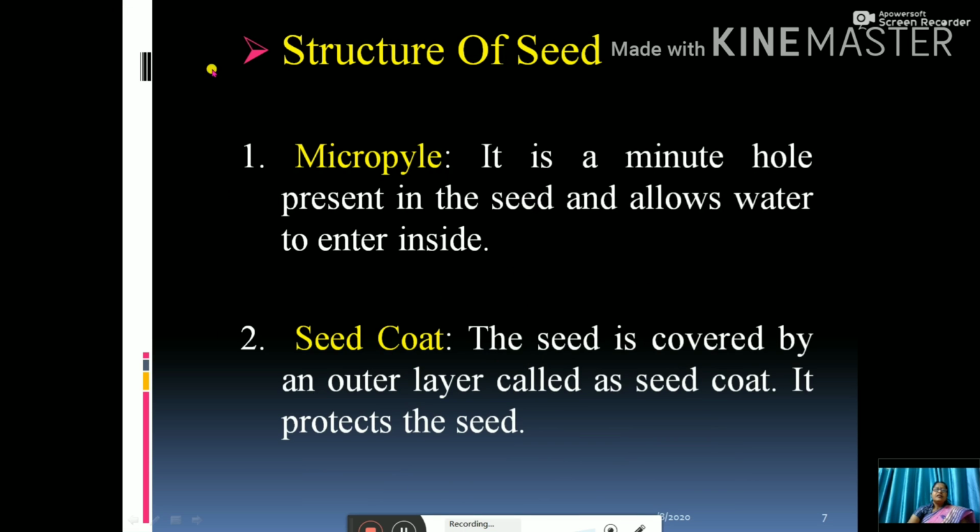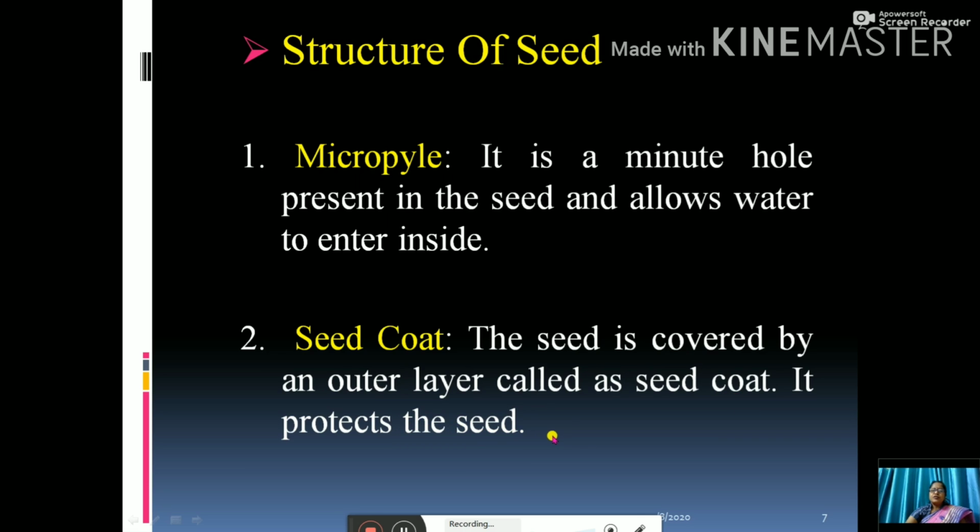Next you see each part I have shown you in the diagram, but again I am writing it here in definition form, or you can see what is the function of this. First is micropyle. What is this? A minute hole present in the seed that allows water to enter inside. Just as you have seen in the seed. Second is seed coat. The seed is covered by an outer layer called seed coat, and it protects the seed.